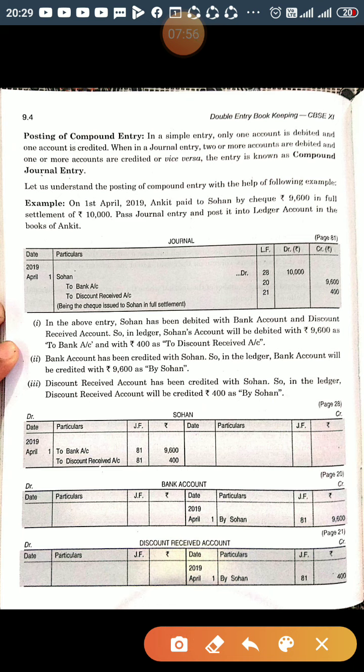Compound entry means two accounts are debited against one account in the credit. Sometimes more than two accounts are credited against more than two accounts debited. So compound entry. We have already discussed what a compound entry is at the time of the journal.